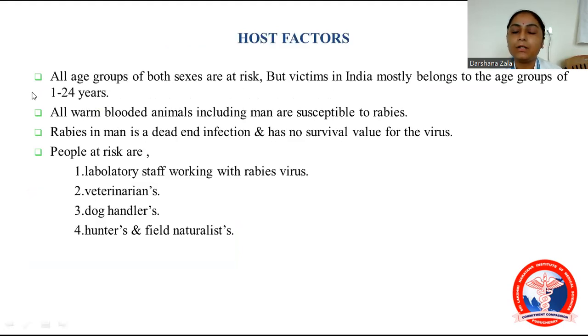Host factors. If we see age and gender, both have equal risk of developing the disease. But in India, most of the cases are reported from the age group of 1 to 24 years. All warm-blooded animals, including men, are susceptible to rabies. And rabies is the dead end of the infection. After man, it cannot be transmitted further, so it is a dead end of the infection. Just remember this point. And it has no survival value for the virus.